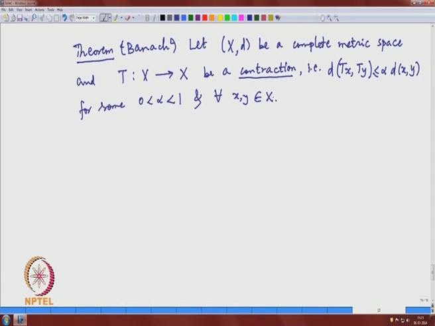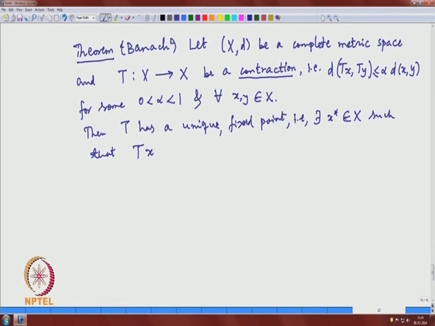The conclusion is then that T has a unique fixed point. That is, there exists x star in X such that T x star is equal to x star, and x star is unique with this property. That is what is meant by a unique fixed point.